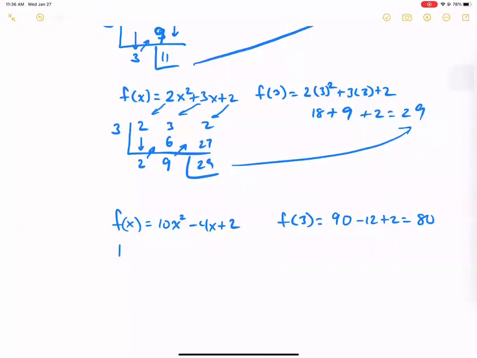All right, let's see if we get 80 using our synthetic division. 10, negative 4, and 2. We're going to plug in the value 3. Bring that down. That's 10. 10 times 3 is 30. Minus 4 is 26. 26 times 3 is 78. 60 plus 18 is 78. Add down is 80. Same answer.